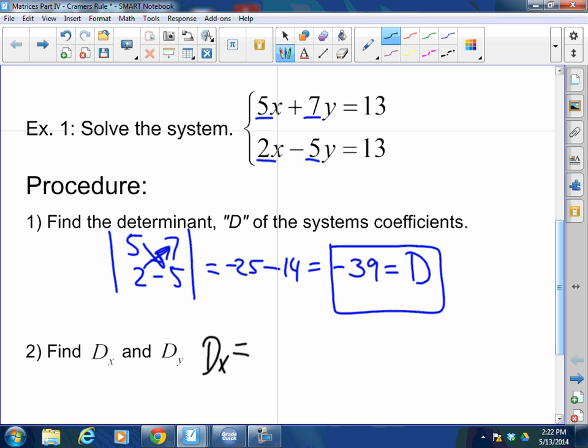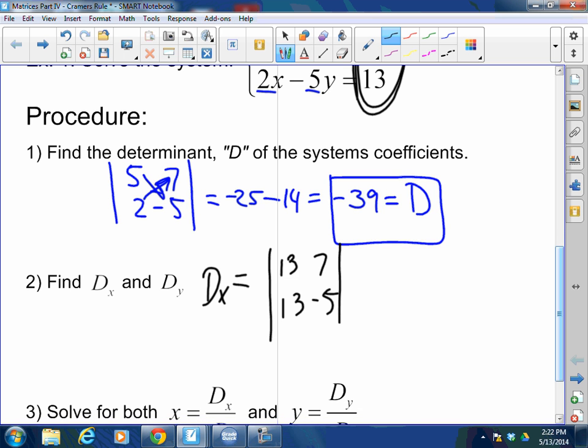Now, let's find dx and dy. Determinant of x, remember, I'm going to replace the x's with my constants. So I'm going to have 13, 13, 7, negative 5. And that will equal 13 times negative 5 is negative 65 minus 91. Is that correct? Yes, negative 156. So that's my d of x.